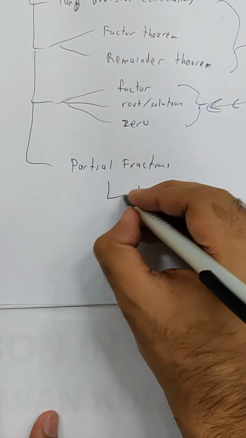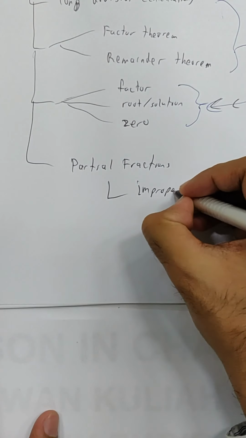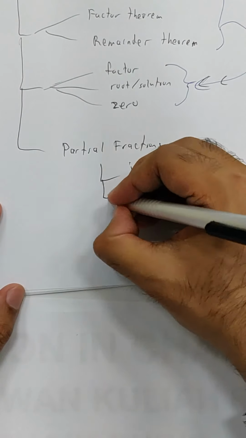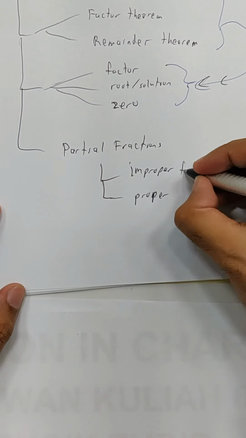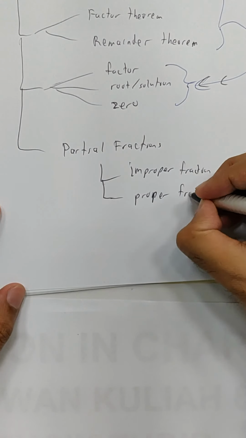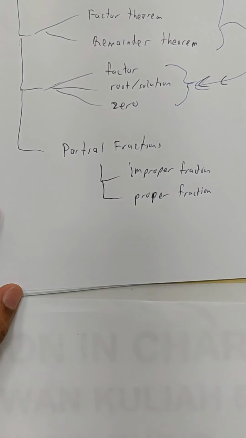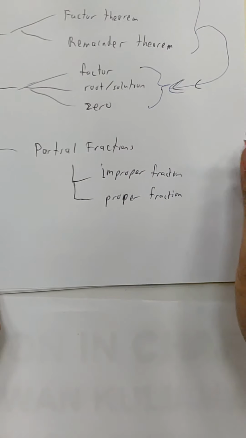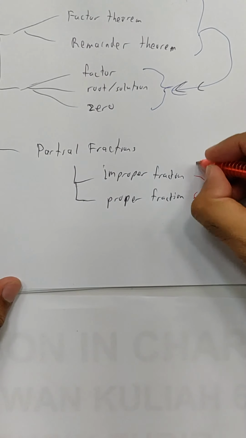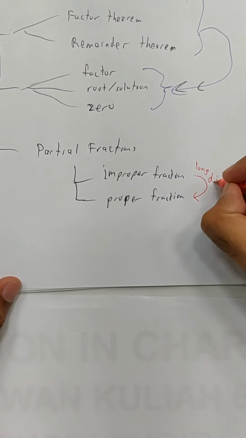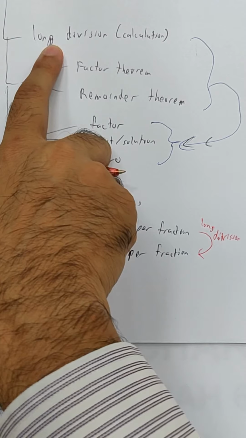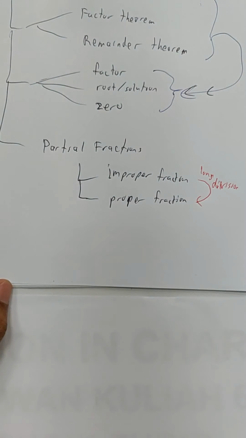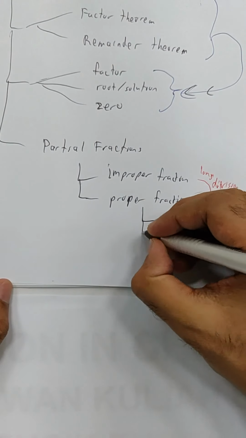Firstly, either you got yourself an improper fraction. If you got yourself an improper fraction, you need to do long division to get yourself into a proper fraction. So what we're going to learn over here in long division is going to play a big role, okay? We're going to use it again. And then from proper fraction, you're going to find yourself three types of fraction.